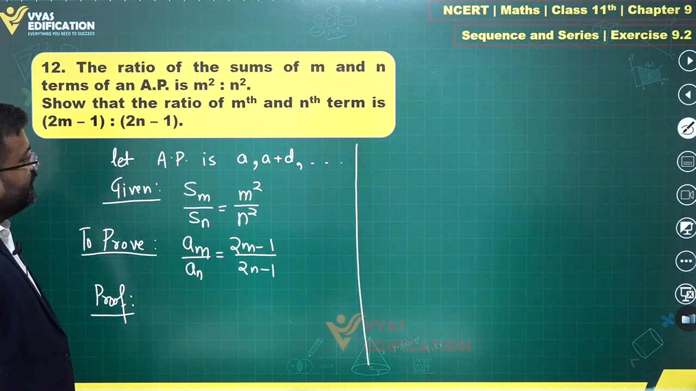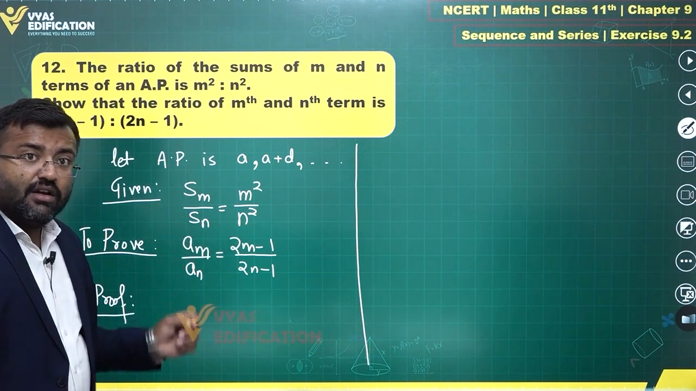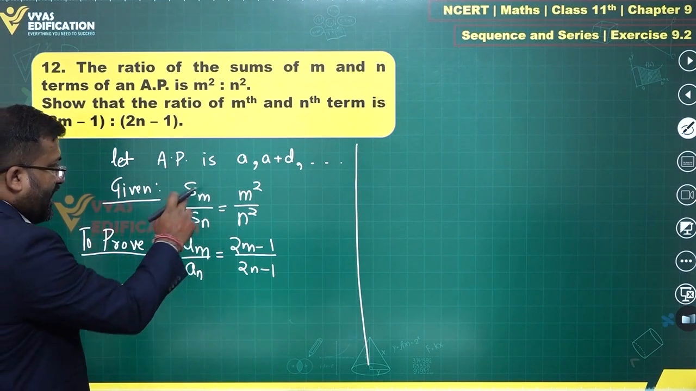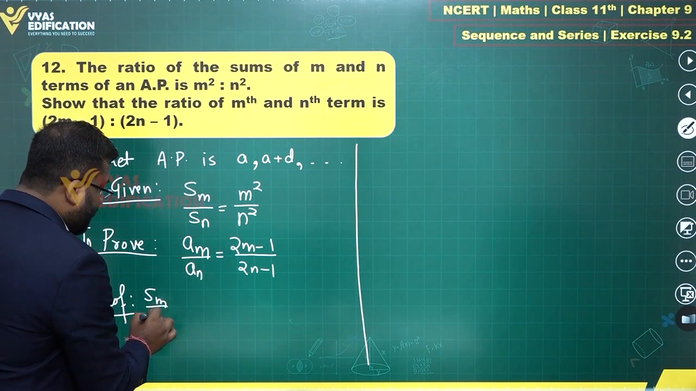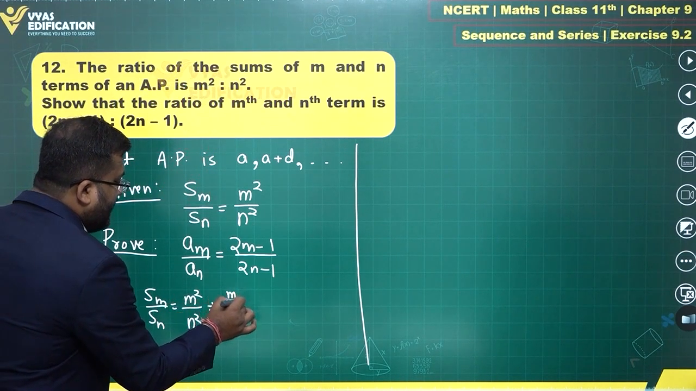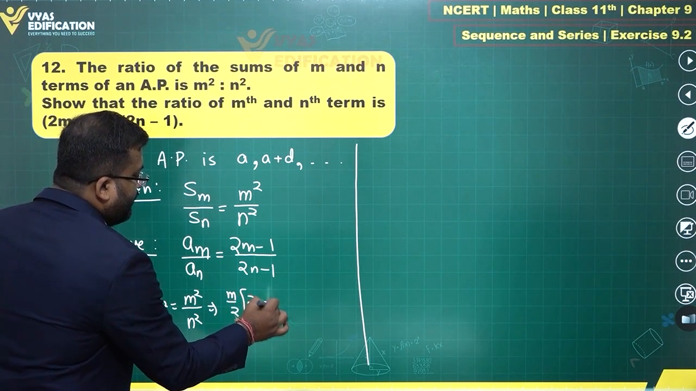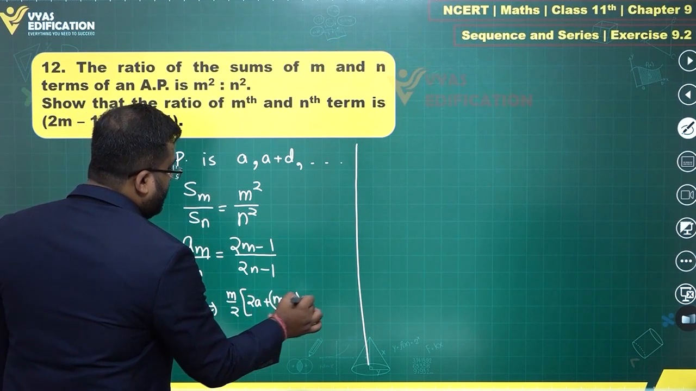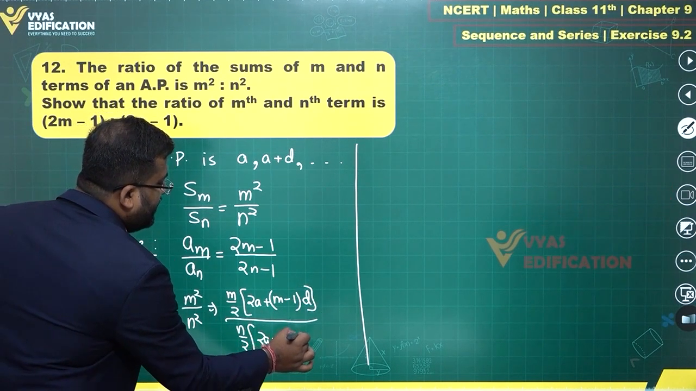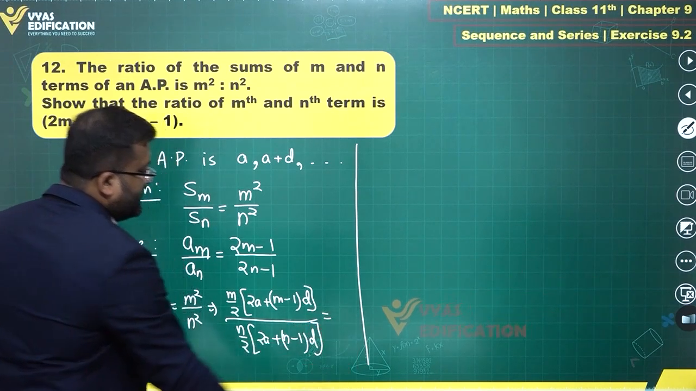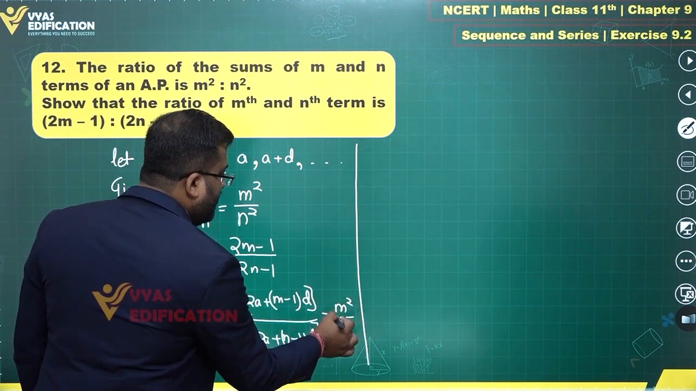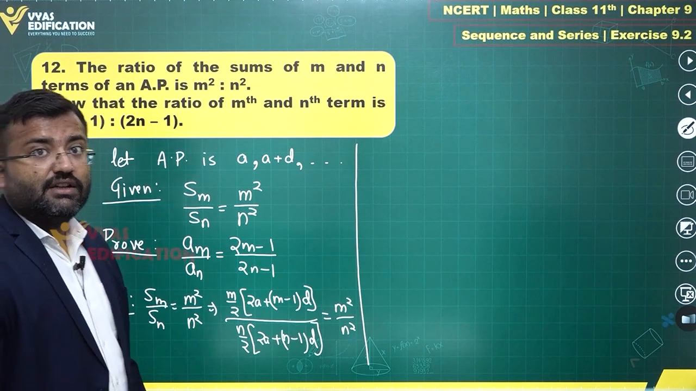Let's talk about the proof. For the proof, we can begin with this one, right? Since we are talking about the same AP, the first term and the common difference will be the same. So Sm upon Sn is equal to m square upon n square, which tells me this is m by 2 into 2a plus m minus 1 d upon n by 2 into 2a plus n minus 1 d. We have written Sm, we have written Sn, and this is equal to m square upon n square. Is it not? Yes.